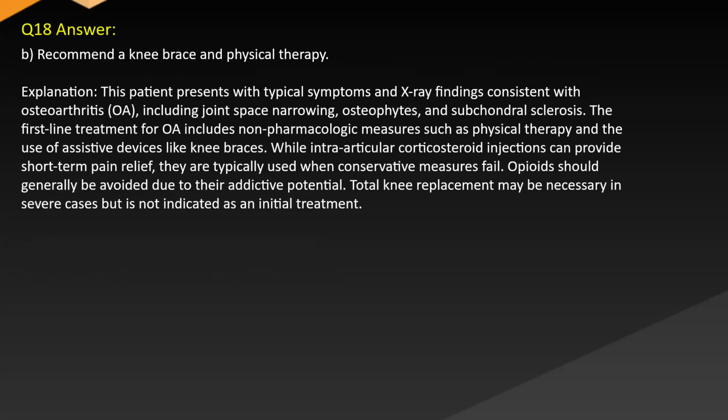Answer: B. Recommend a knee brace and physical therapy. Explanation: this patient presents with typical symptoms and X-ray findings consistent with osteoarthritis, OA, including joint space narrowing, osteophytes, and subchondral sclerosis. The first-line treatment for OA includes non-pharmacologic measures such as physical therapy and the use of assistive devices like knee braces. While intra-articular corticosteroid injections can provide short-term pain relief, they are typically used when conservative measures fail.